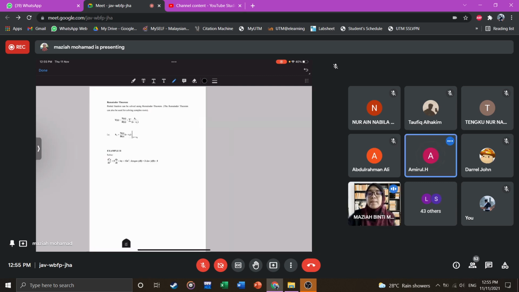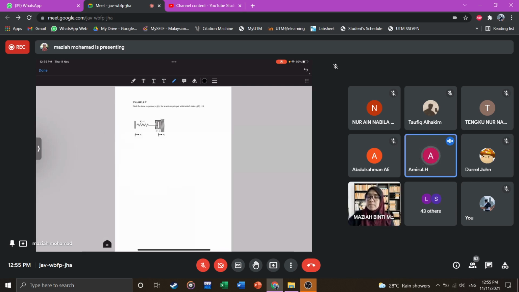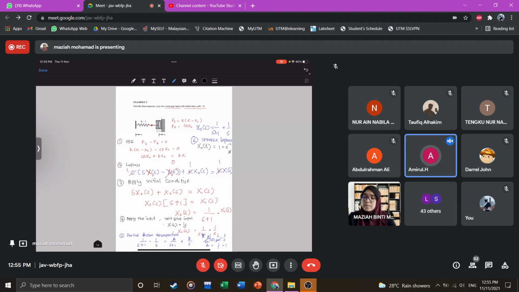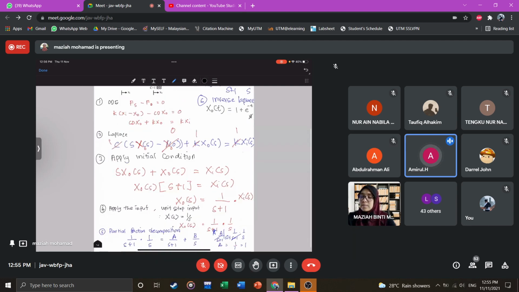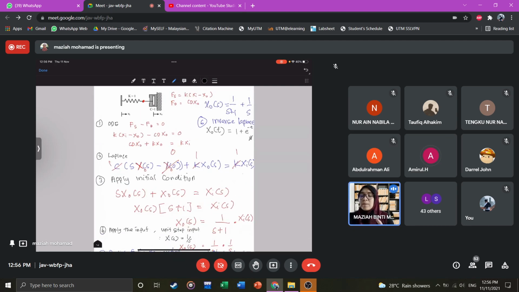Doktor, yang tadi kita dapat tu X naught T, 1 plus E negative T tu Y T lah tuan. Yes, Y T lah tu. Tapi sebab dalam kita punya sistem, the output is X naught T, so saya tulis X naught T lah. Tapi kalau kita plot tu dapat lah graf tu lah.